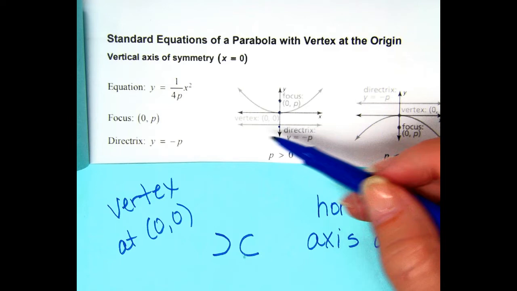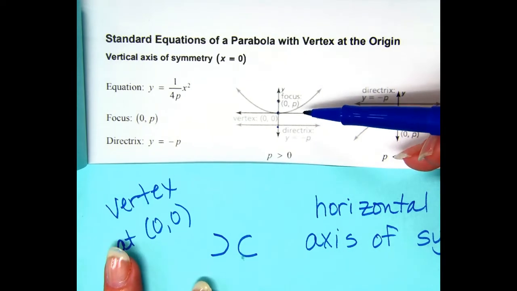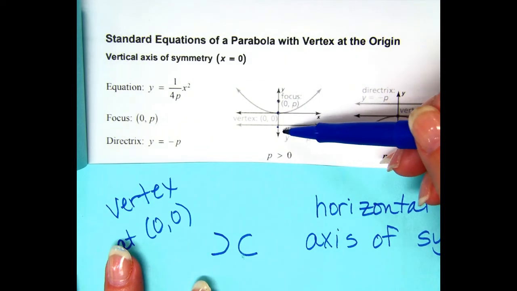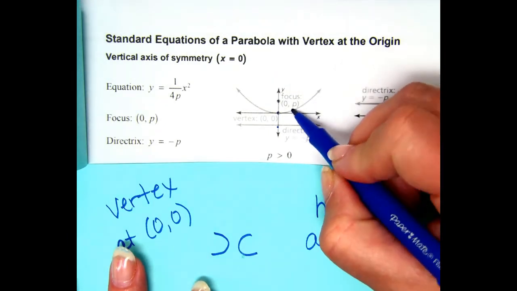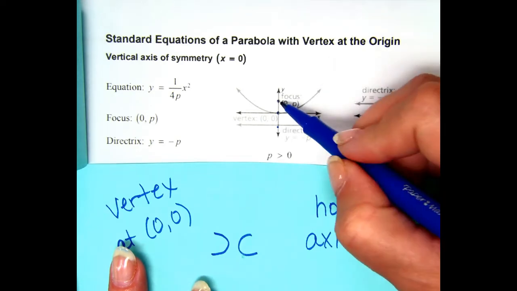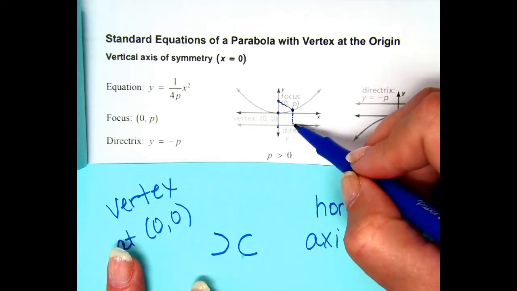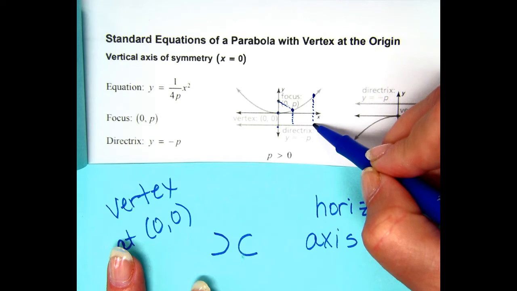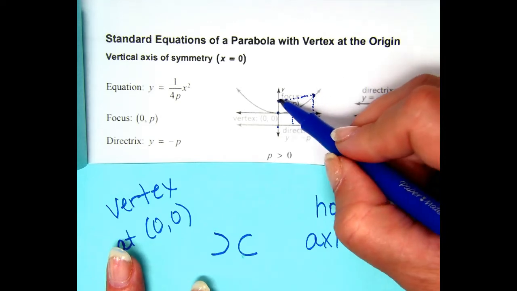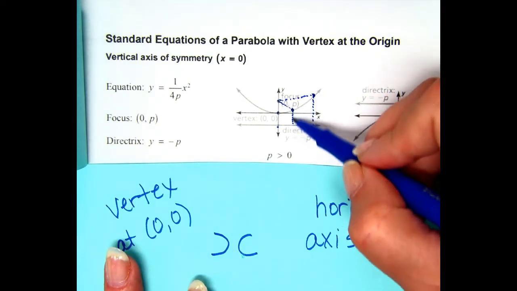Okay? I'll tell you this. The focus and the directrix is actually what creates the shape of the parabola. Any point that I choose on the parabola, if I measure the distance from the focus, it will be the same distance as the distance from that point to the directrix. I could choose that point. I could choose this point up here. As long as I come down perpendicular to the directrix and go directly to the focus, do you see how those distances are the same? Do you see how these distances are the same?